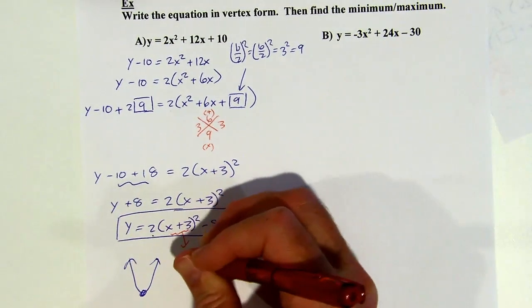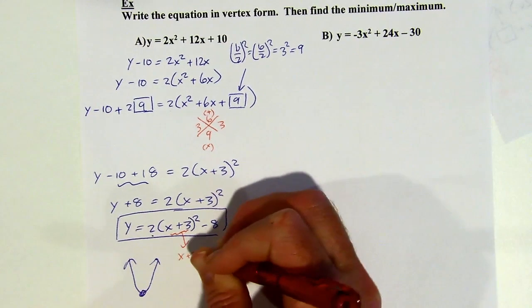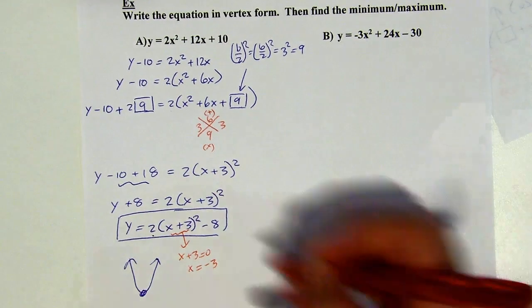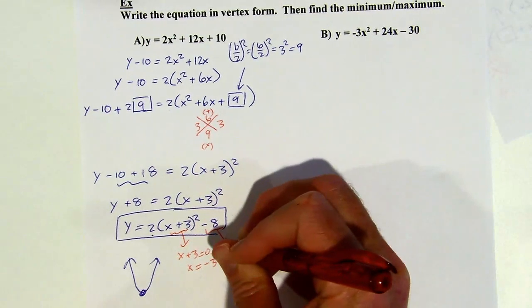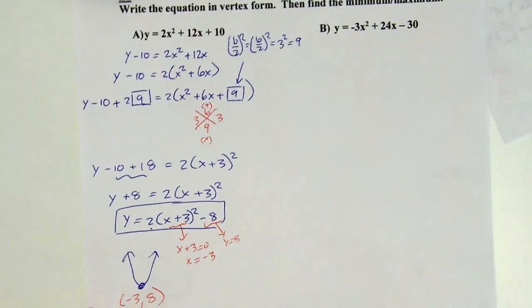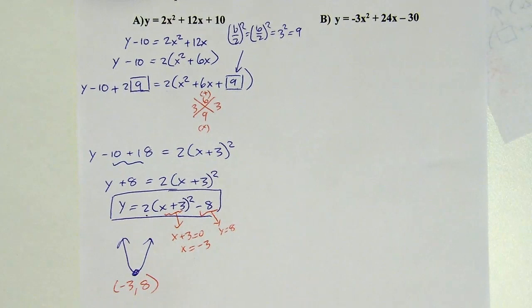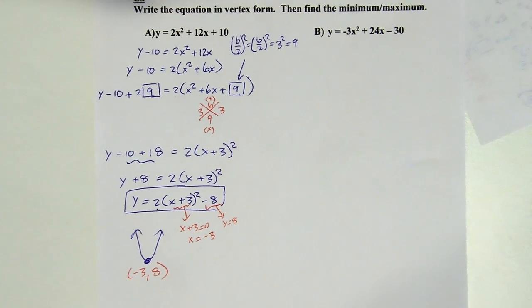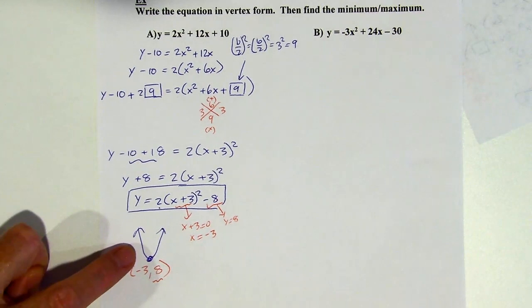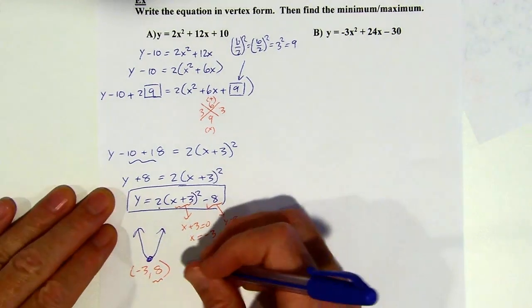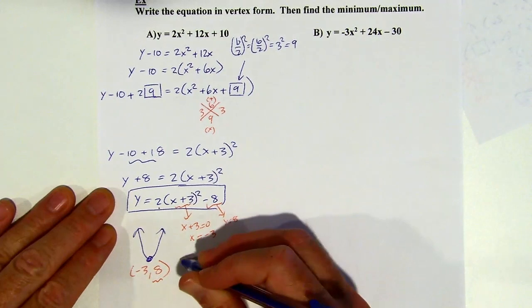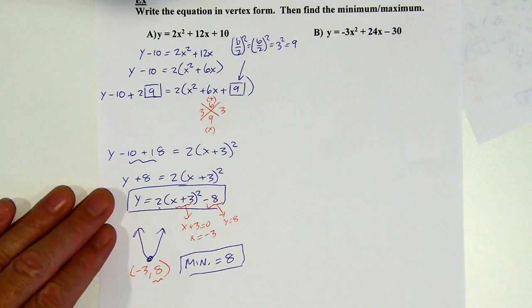The x-coordinate, I'd set this equal to 0, which means x would equal -3. And then this is going to be the y. Y equals -8. So -3, -8 would be the vertex. And then for a minimum or maximum, we're looking for the y-coordinate. So I know that's going to be the 8. And this is going to be the minimum because it's at the bottom of that parabola. So any parabola that opens upwards is going to have a minimum. Any one that opens downwards is going to have a maximum.